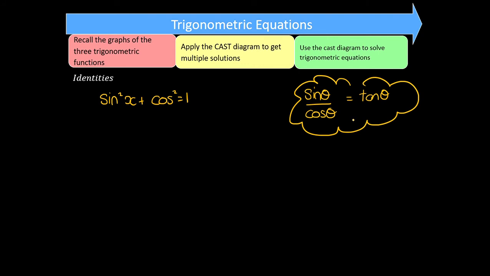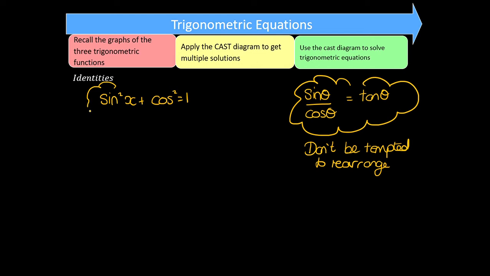Now, this one, in all the years I've been teaching, I can count the number of times I've rearranged this equation on one hand. Don't be tempted to rearrange this one. So I don't write tan times cos equals sine, and I don't write sine over tan equals cos. You don't need to. Leave it as just sine over cos equals tan.